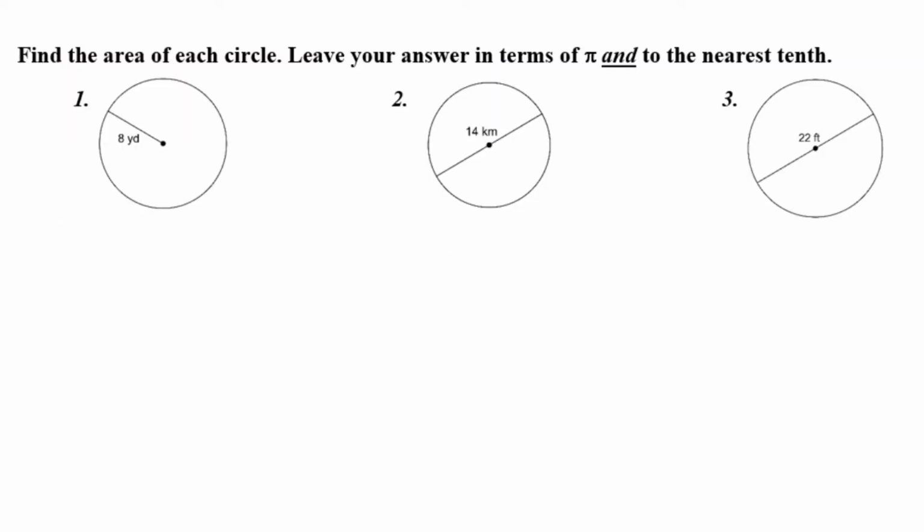Okay, so I'm going to let you guys do 1, 2, 3, 4, and 5. You should be able to do them. So pause the video here now and complete those. You're finding the area of each circle, and you are putting your answer in terms of pi and to the nearest tenth. So you should have 2 answers. Go ahead and pause and then complete those problems.